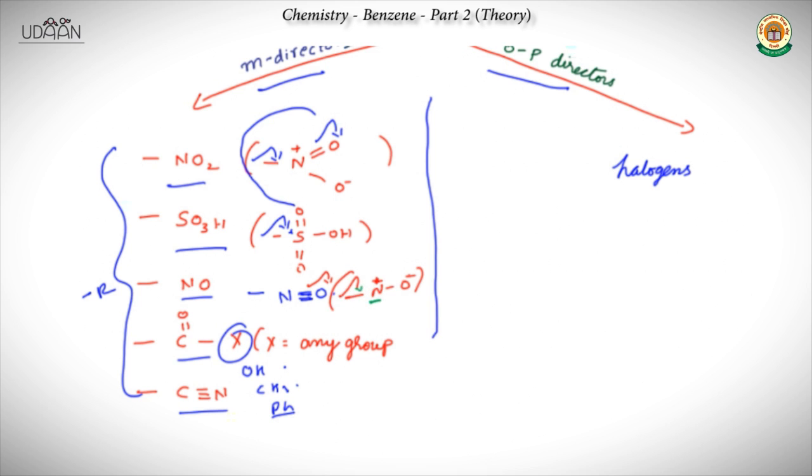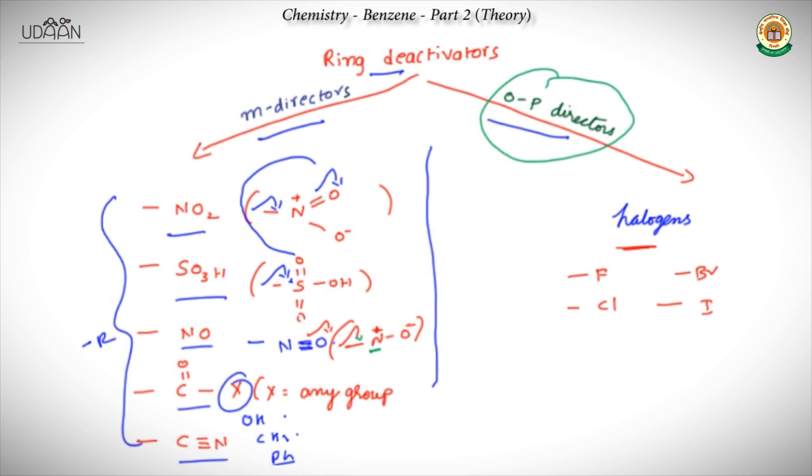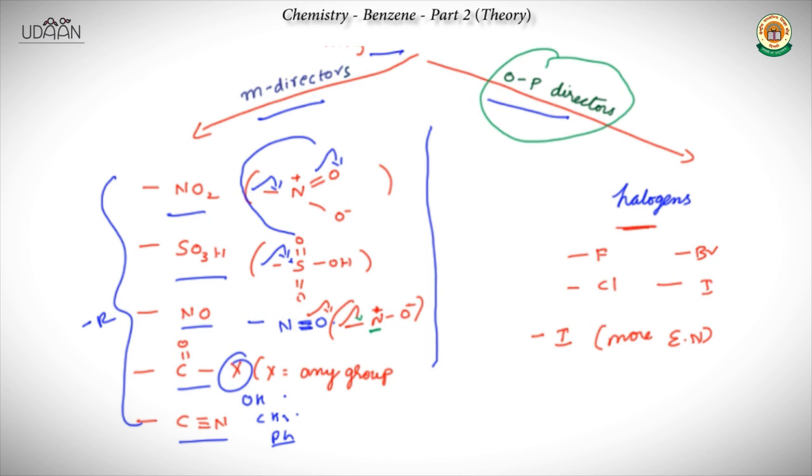Now let us come to ortho-para directors that are still ring deactivators. Remember, it's a very important thing. The things that come here are halogens like fluorine, bromine or iodine even. I'll tell you the reason for it. You know that halogens are strong -I groups because they have more electronegativity. And one more thing is that they are +R groups.